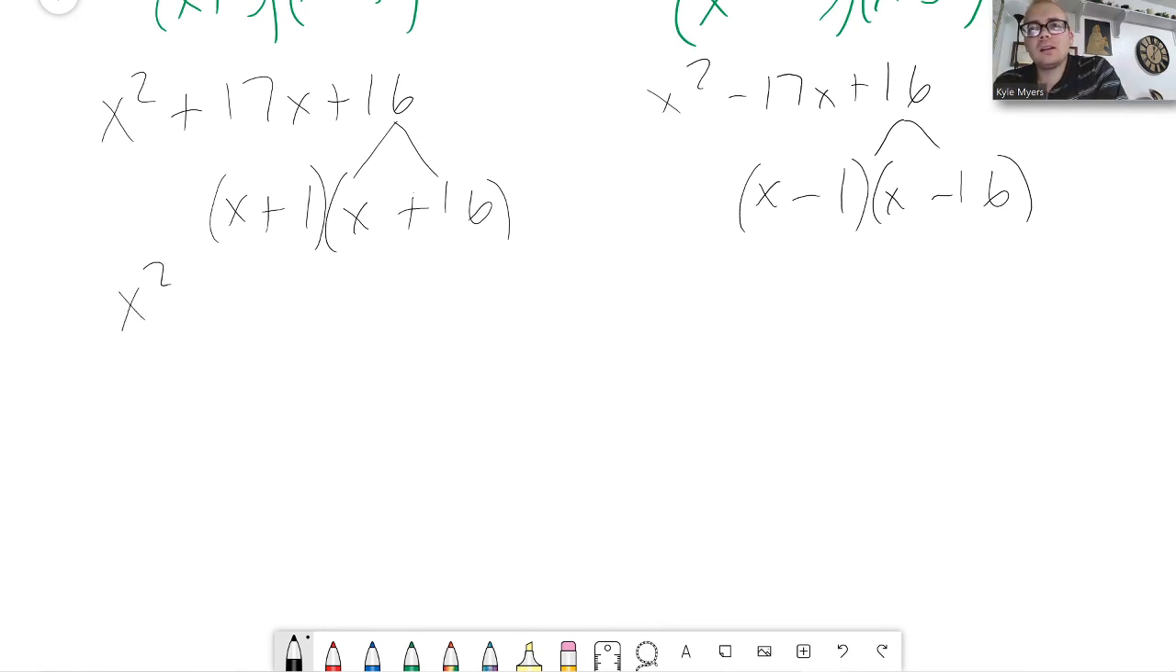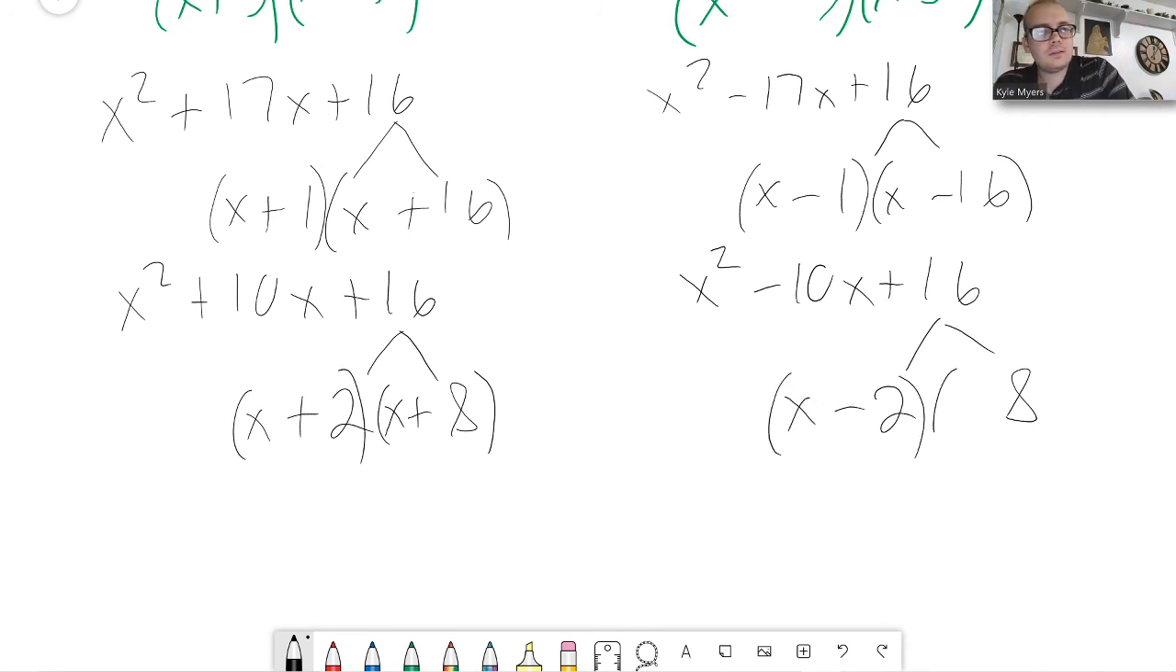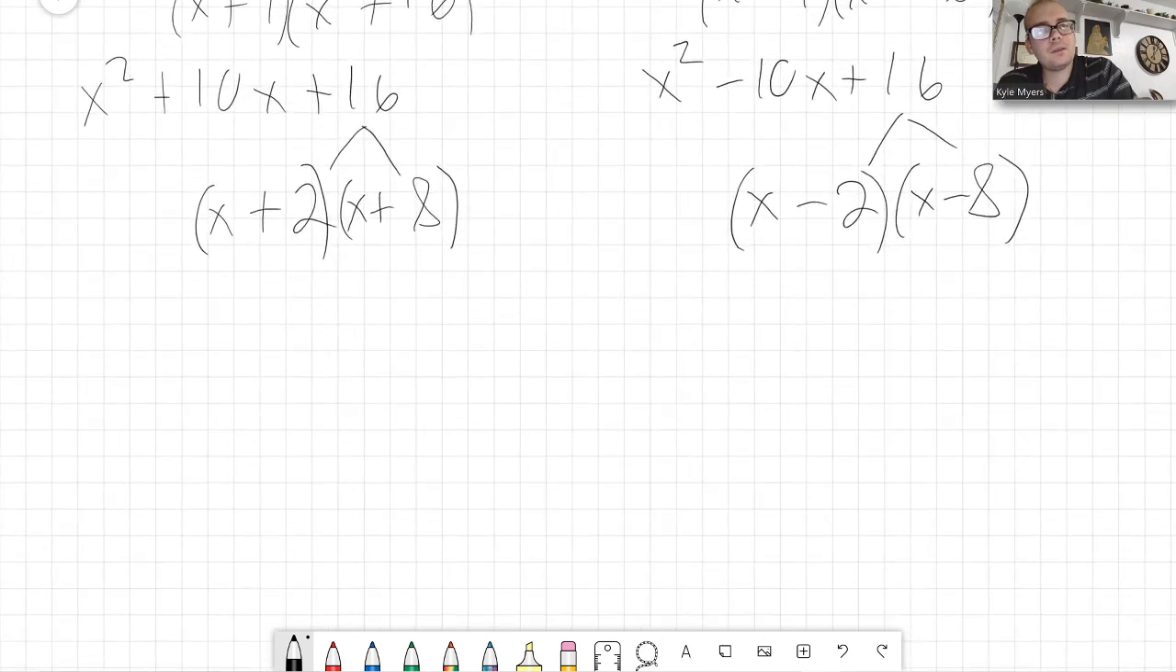X squared, let's see, plus 10x plus 16. X squared minus 10x plus 16. We have 2 and 8. 2 and 8 plus, and that's x minus 2, x minus 8. And we have the answer to that.